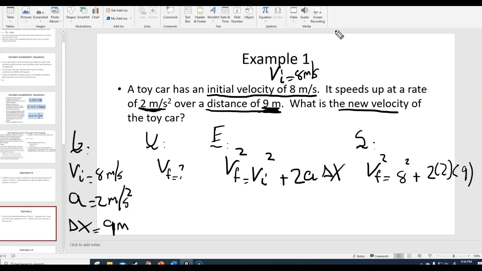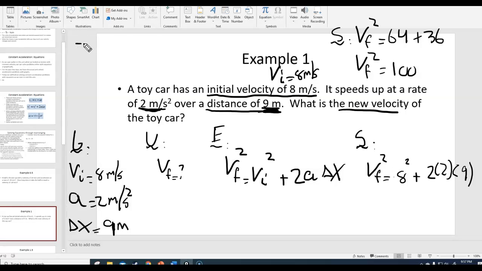Alright, and now I'm going to solve. Okay, before I solve, I'm just going to simplify a little bit. 8 squared is 64. And then if I do 2 times 2, okay, that's 4. And 4 times 9 is 36. Okay, so Vf squared equals 100.